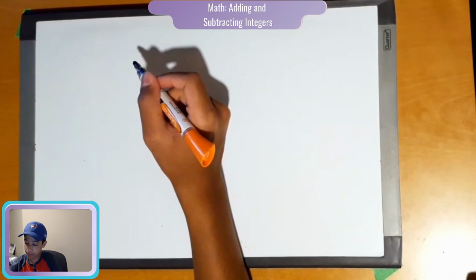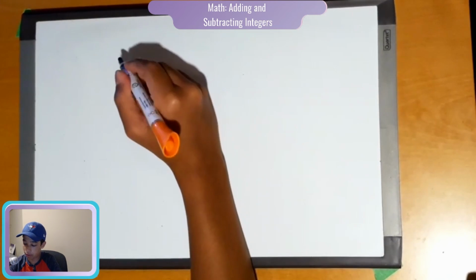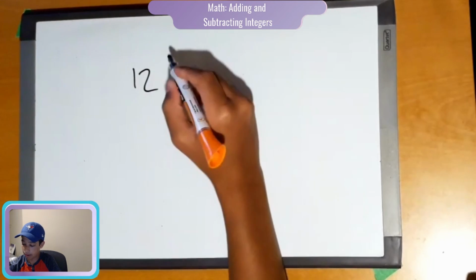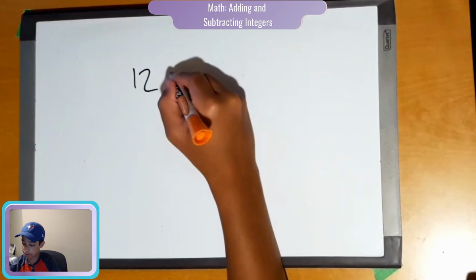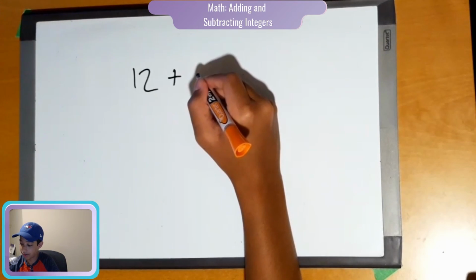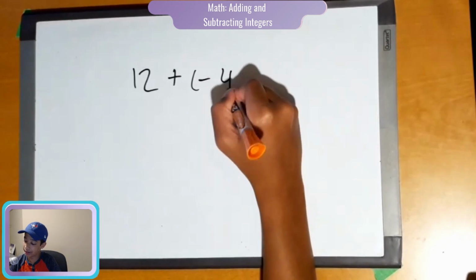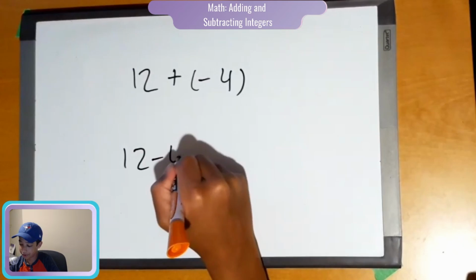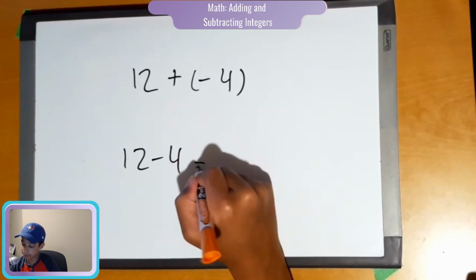How about 12 plus -4. Again, this is just 12 minus 4. And 12 minus 4 is 8.